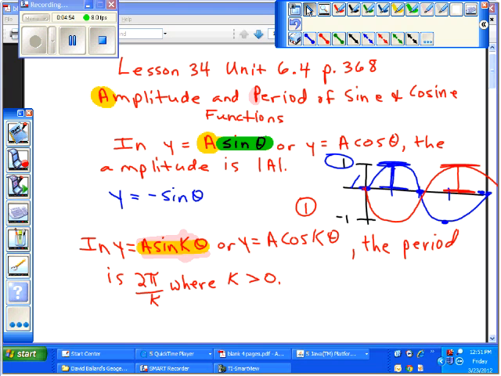So the height of sine theta and the height of negative sine theta is the same. It didn't matter if it started up first and then down, or down then up, the height of the wave is still the same height. That means that if a sine wave has an amplitude of 1, we had a sine wave, y equals sine theta.